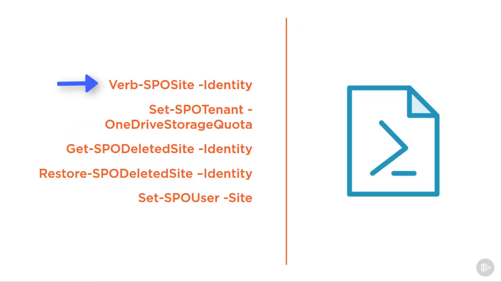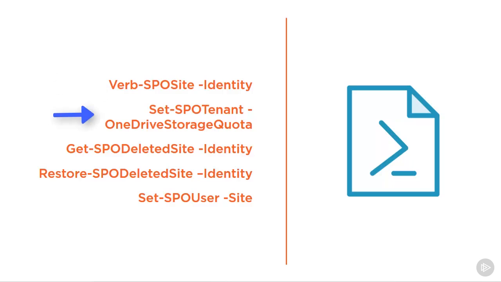For PowerShell, we have the verb-SPOSite. Verb means there are multiple options. For instance, there's a Get-SPOSite, which gets information about the user storage. There's Set-SPOSite, which is used to reset user storage to the default storage amount or to a specific amount. We have the Remove-SPOSite, which permanently deletes that OneDrive for Business site.